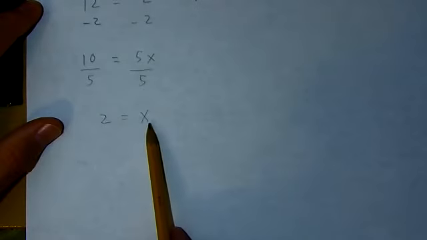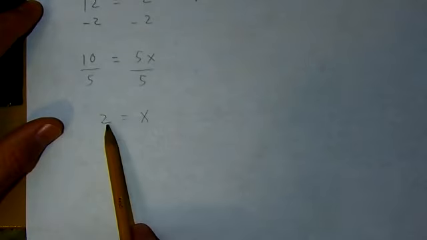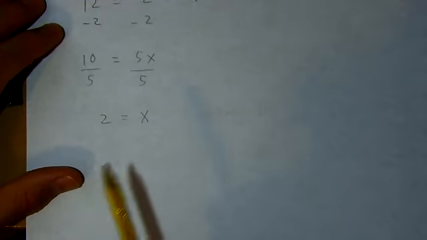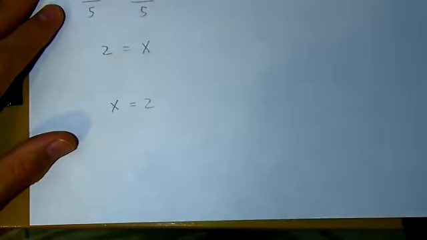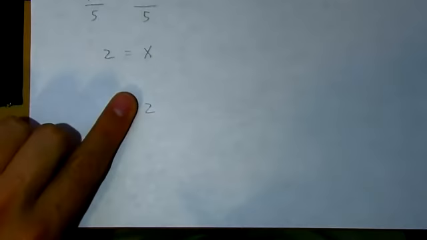Now it doesn't matter that the x is on the right-hand side, the number's on the left. But whenever you go look at your answers, they're going to have it written like this. Or they might even just have 2, like A is 2.